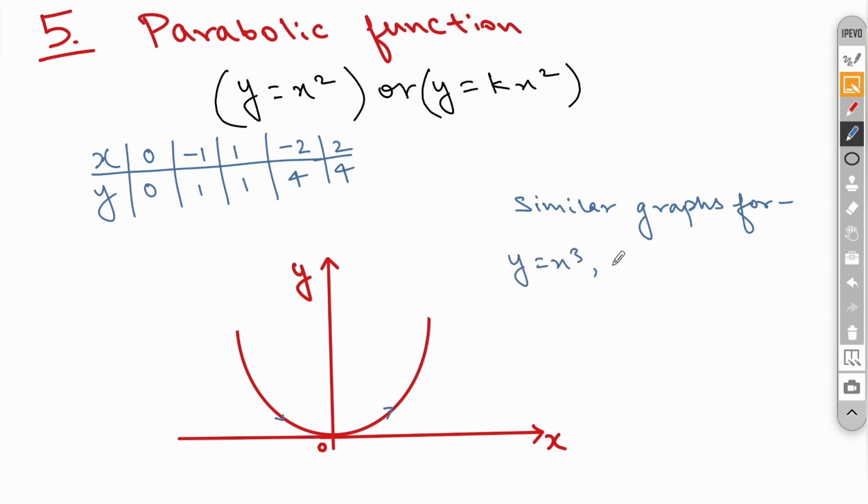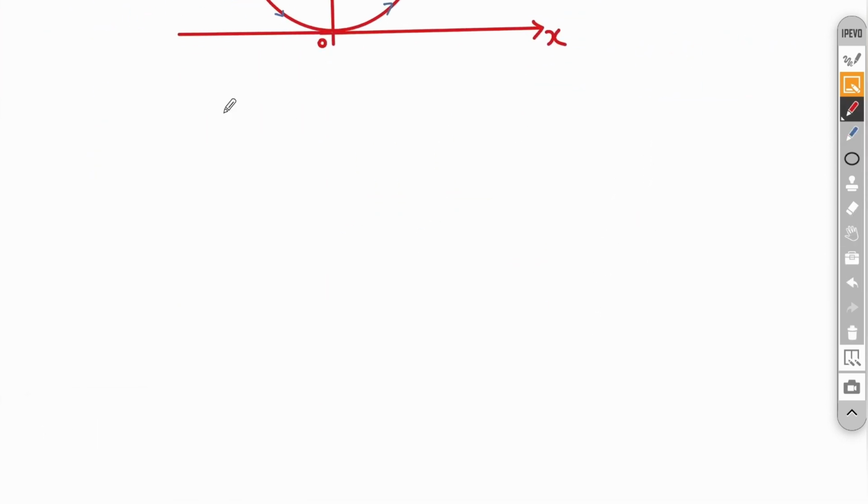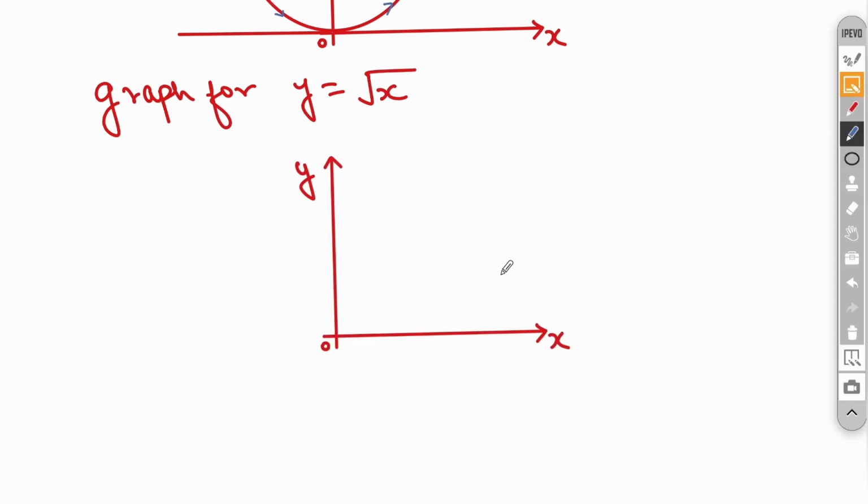Also, we'll get similar graphs for y is equal to x cube, y is equal to x raised to power 4, etc. Now moving further, we'll talk about the graph for the equation y is equal to root x. So the graph will look something like this. You can verify by putting different values.